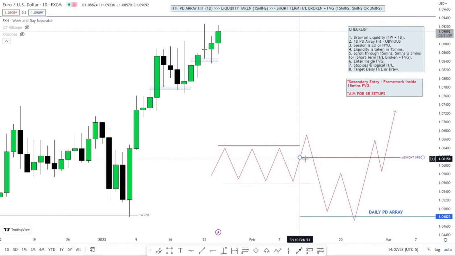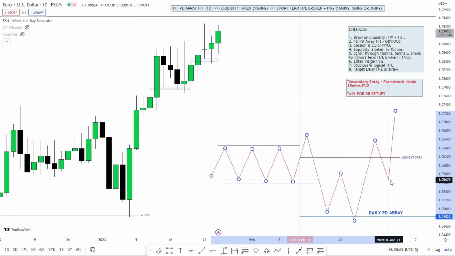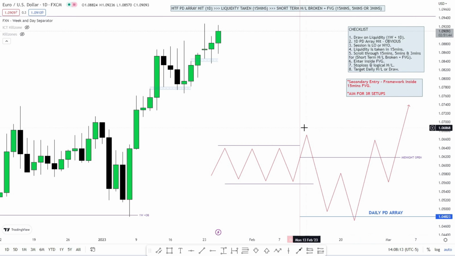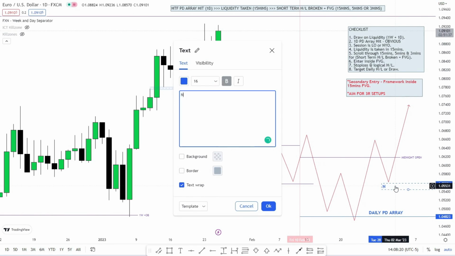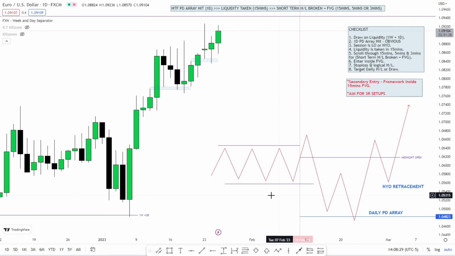So you have maybe midnight open, Asian comes, maybe London open comes up, takes out this high, then drops to hit that daily PDRA. Then from that daily PDRA you get the setup that we are seeking actually. And then it takes out these highs and continues. So this could be the New York. Actually this is what is called New York open retracement, potentially. It depends on how the structure looks.